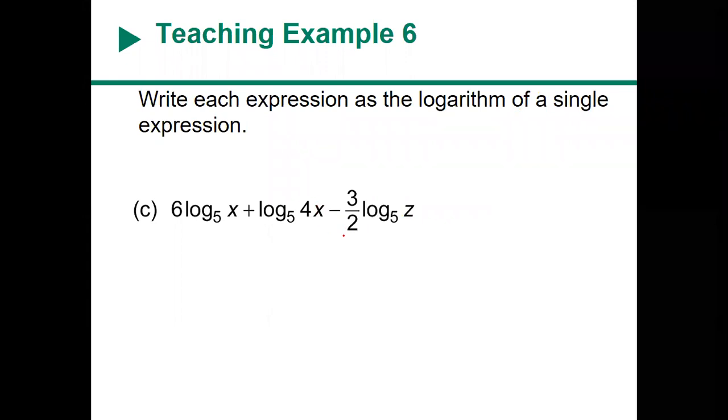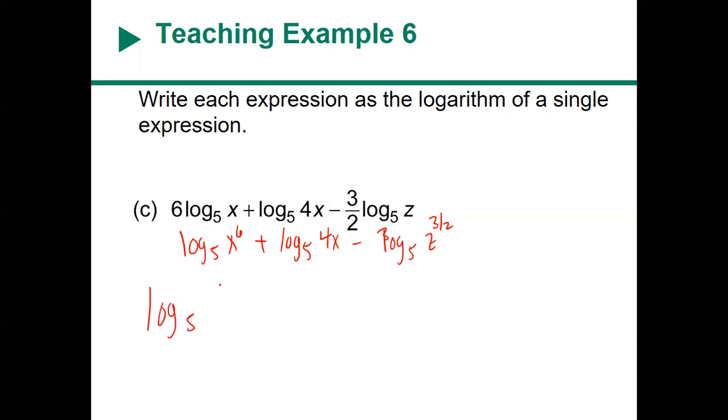All right. So working from, first start off with the power, right? I'm going to turn everything into a power. So you should have done log base 5 x to the 6 plus log base 5 4x minus log base 5 z to the 3/2. Good? And let me start from left to right. So from left to right, I have product first, right? So I have x to the 6.